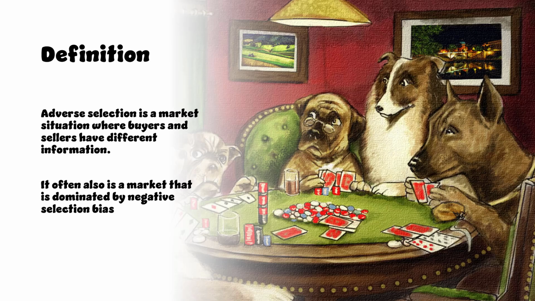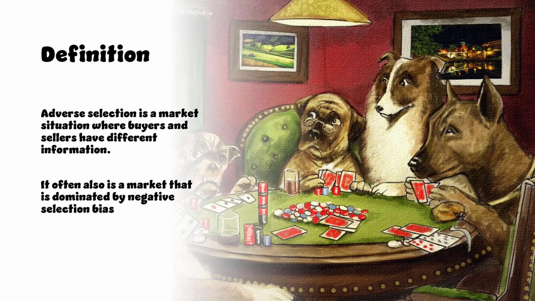Adverse selection is a market situation where buyers and sellers have different information. In some markets, the buyer knows more than the seller, so the seller may sell a product for too low of a price because they don't know what the real value is. This is mostly in life insurance, which I'll explain later. Whereas most times it's the seller who has more information than the buyer. And because of this, the market is often dominated by negative selection bias.